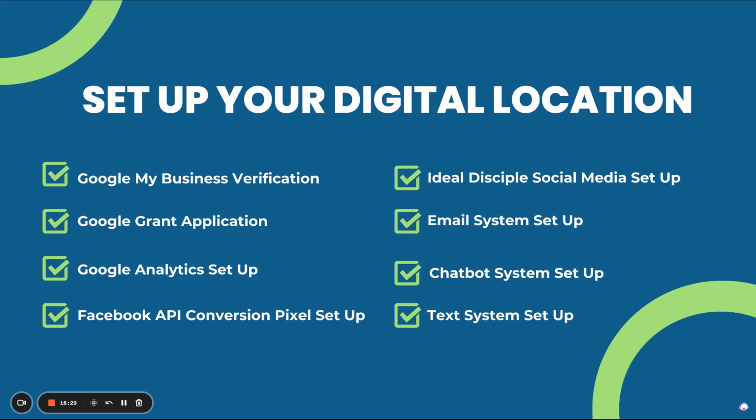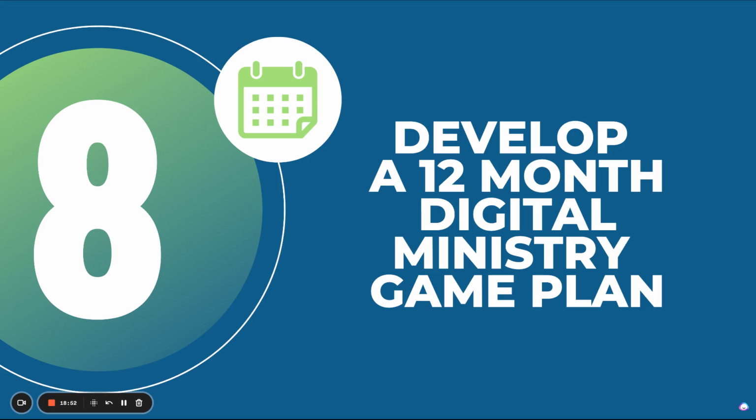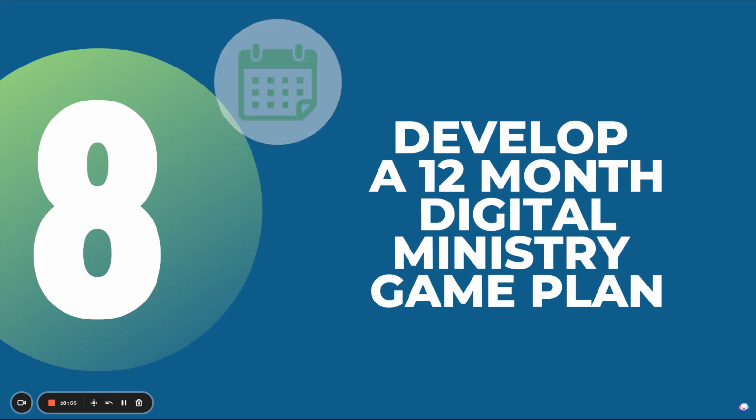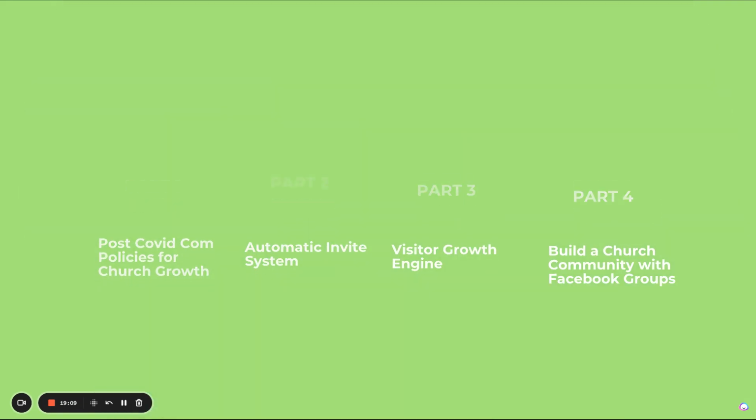We do a new email system verification setup, so we're able to set up a process for your email, chatbot, and then text system to ensure that communication is consistent throughout all your different communication needs. And then finally, we develop a 12-month digital ministry game plan. And basically, there's 4 parts to this: post-COVID comm policies for your church growth, automated invite system, visitor growth engine, and then build a church community with Facebook groups.